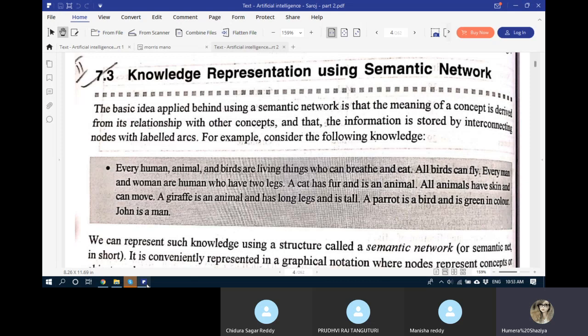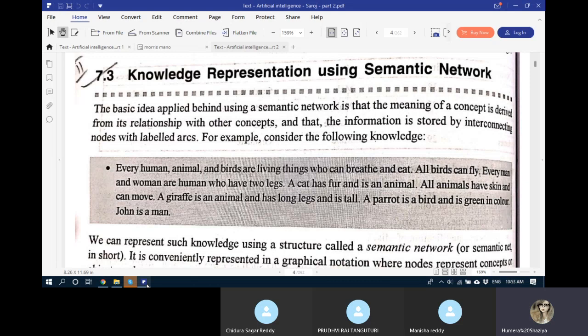Every man and woman are human who have two legs. So what does this mean? Here we are talking only about humans and not animals and birds. Again, this is specific to humans. A cat has fur and is an animal. Cat is a successor of animal, means a child of animal in a tree structure. And what is the specific property of cat? That it has fur. All animals have skin and can move. This is related to animals.